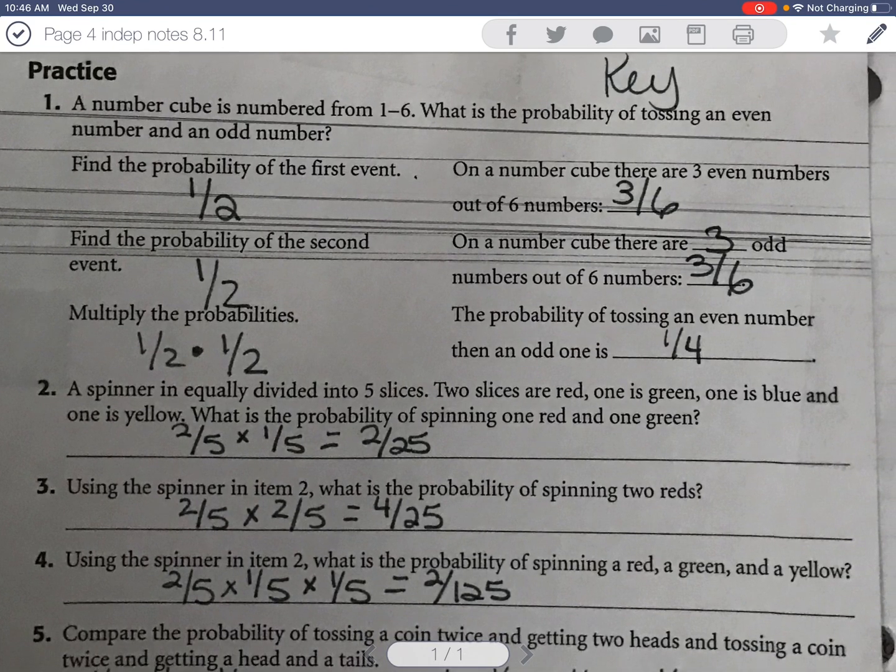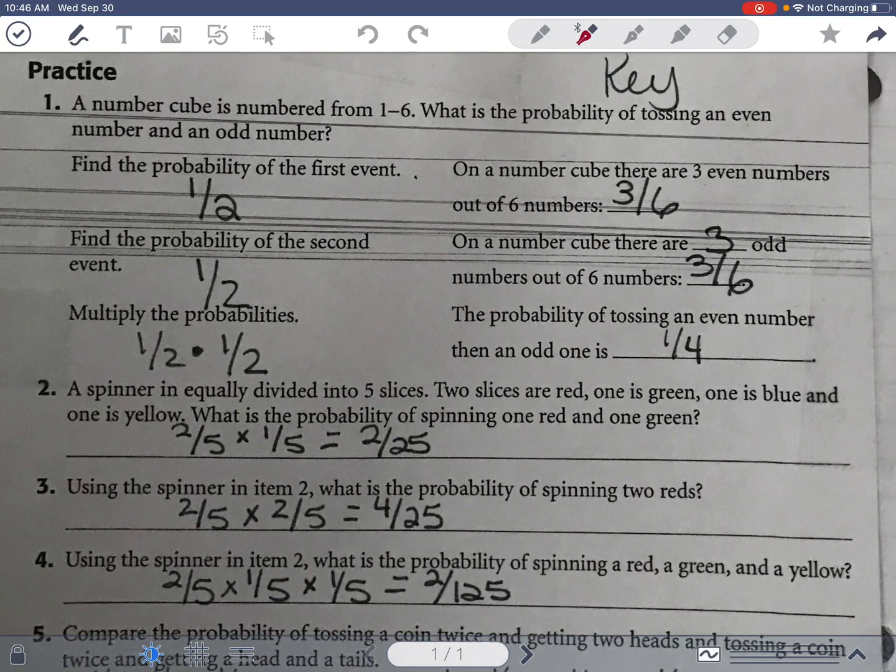A number cube is numbered 1 through 6. What's the probability of tossing an even number and an odd number? So you find the probability of the first event, which is 1/2, tossing an even number. We discussed last time the even numbers. We got 1, 2, 3, 4, 5, and 6 on a number cube, and these 3 are even. So 3 out of 6 is our original probability, and we reduce it to 1/2.